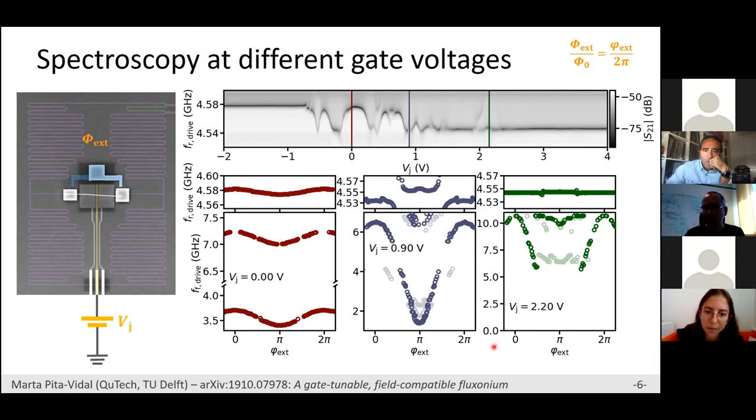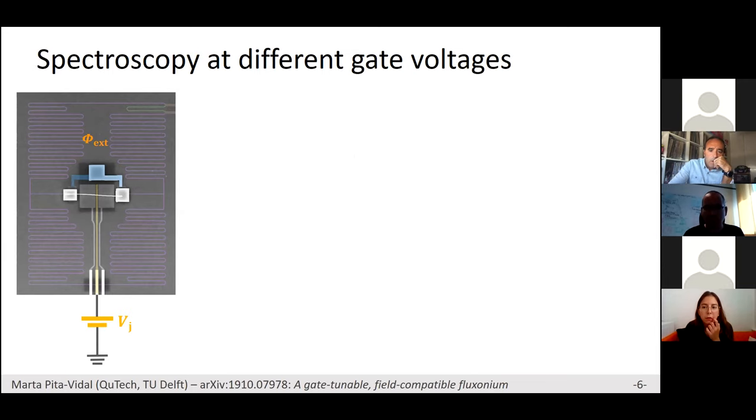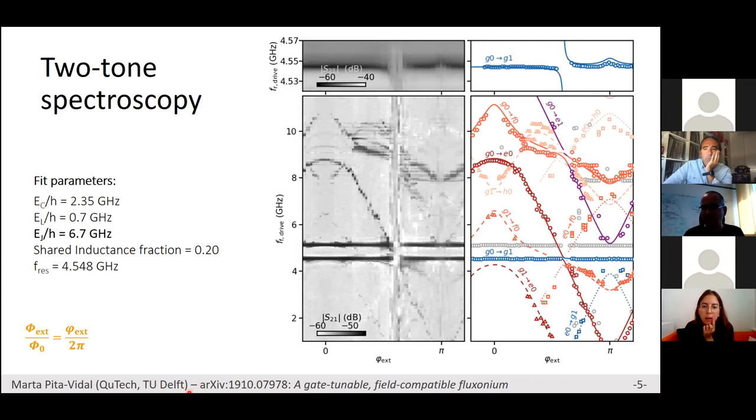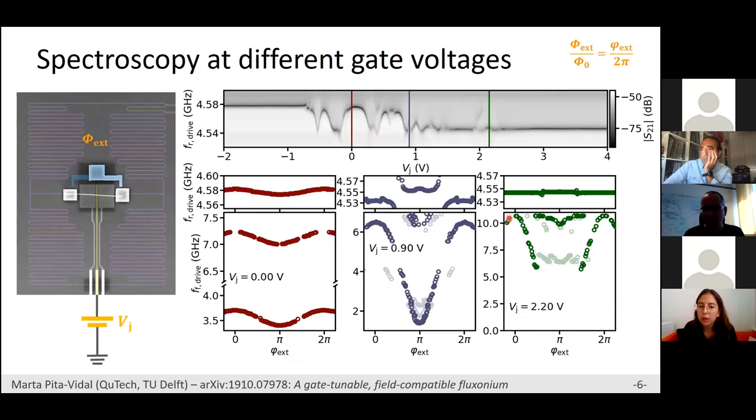That I understand, but on the rightmost one, even below the resonator, you don't see it. Yeah, so in this case, for the previous spectroscopy that I showed, we used the same power of the excitation signal at every frequency, and normally we need a slightly higher power under the resonator. In that case, we didn't use enough power.